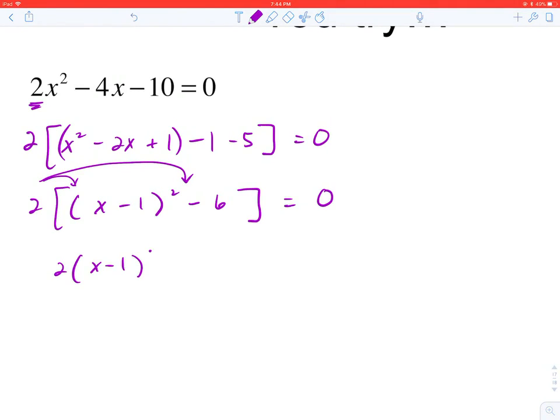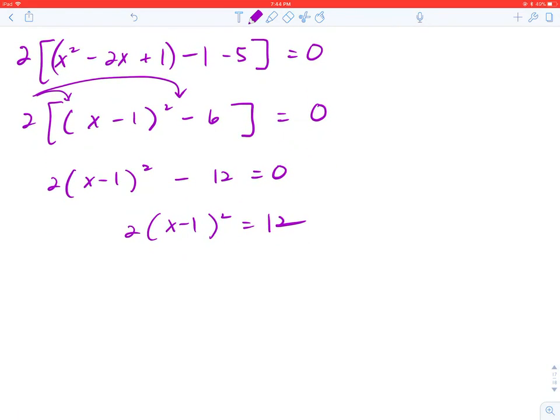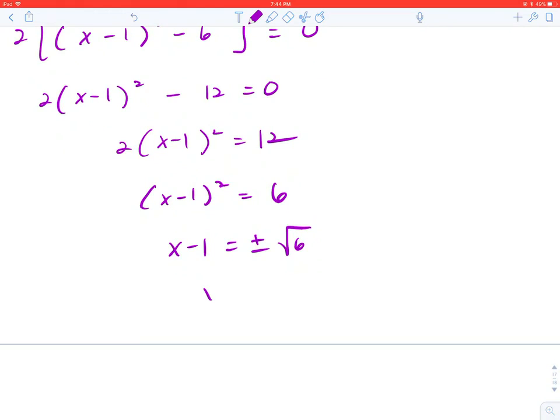So I'm going to distribute the 2 back in before I switch to square root method. Now we can add 12 to each side of the equation and divide by 2 because we want to get x minus 1 squared by itself on the left side of the equation. So we get x equals 1 plus or minus root 6.